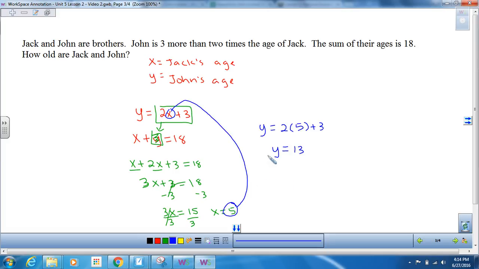Okay, so how old are Jack and John? Jack, who I said was x, is 5. John, who is y, is 13. So you don't have to write these as ordered pairs. You want to answer the question when you're doing word problems.